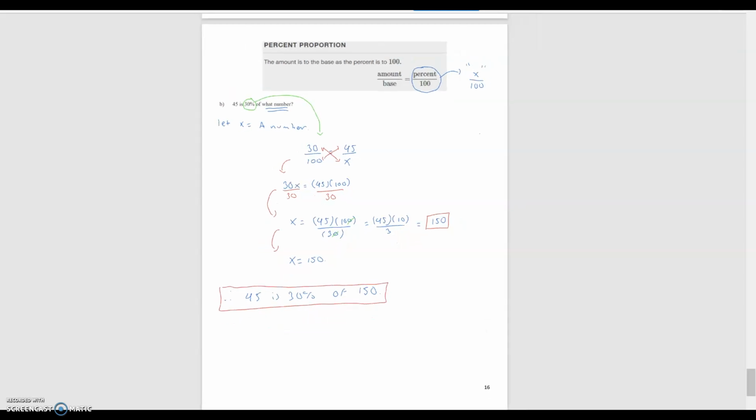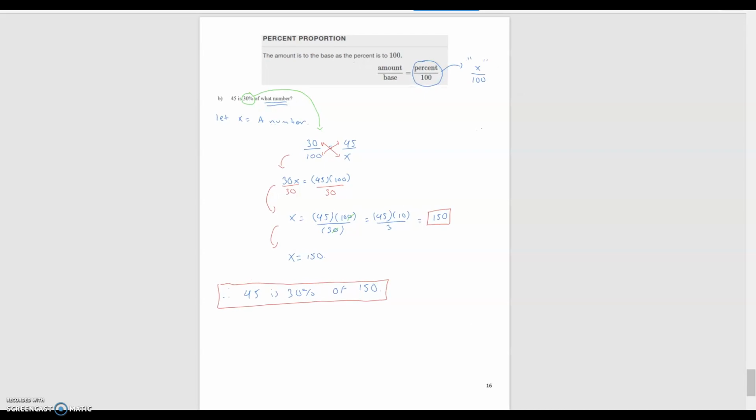Once again, the instructions say to solve using any method. So we could have done an equation. I just wanted to give you guys an example where we're using proportions. And if you're using proportions, you do have to take into account the percent. In this case, because they mentioned 30%, 30 over 100 has to be equivalent to 45 over the unknown, since 45 represents the amount, the base is the number. That's it for this problem.